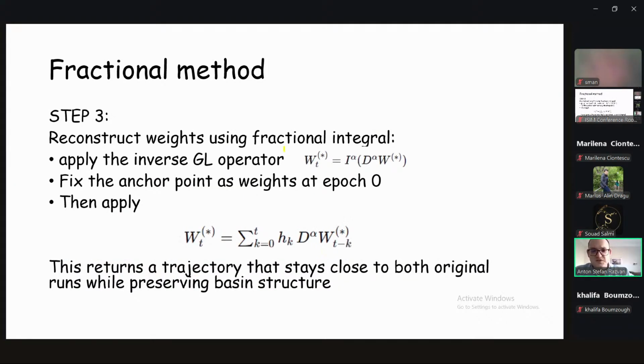After you do this, you just need to go back to the weight space by applying the inverse Grünwald-Letnikov operator, so basically the integral. The anchor point is the weight at epoch 0, because all of them at epoch 0 are the same, because they start from the same initial model, which is a pre-trained model. Apply this formula, and now you get the trajectory that stays close to both original runs, while you preserve the Bayesian structure at the end, so you can do weight merging.